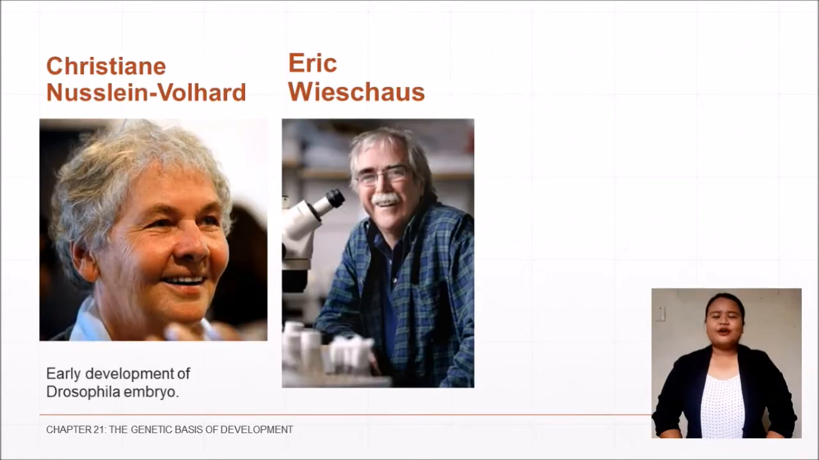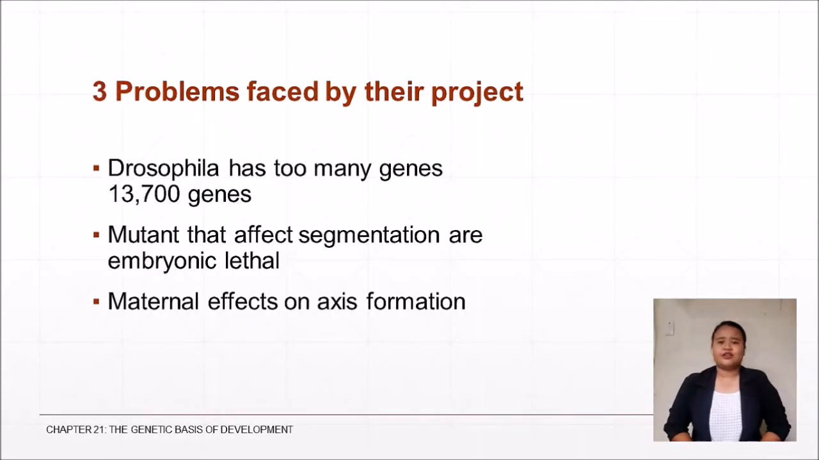On the other side of the coin, German researchers Christiane Nüsslein-Volhard and Eric Wieschaus provided insights on the pattern formation of the Drosophila in its early embryonic development. However, their study faced three major problems. First, the Drosophila has about 13,700 genes, and only a few of these genes are responsible for segmentation. That's why finding them would be very, very difficult.